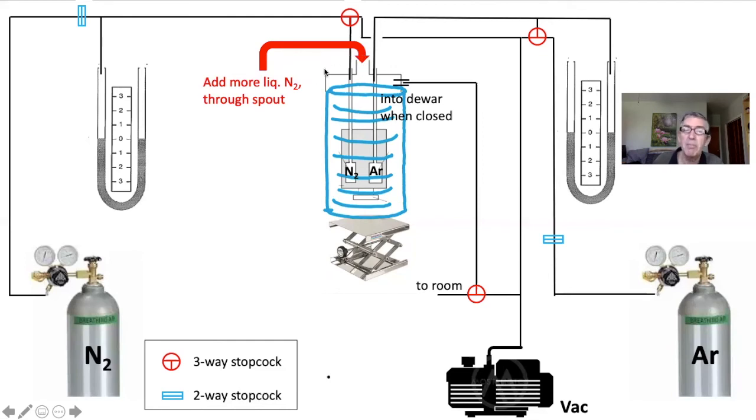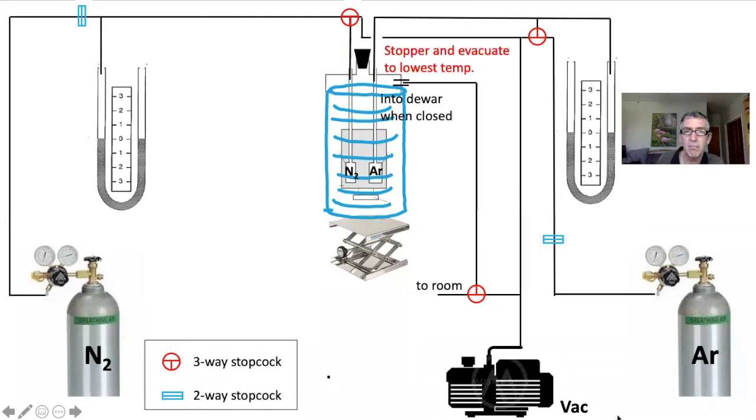And I should have said, before you do add that liquid nitrogen, you will have to form a seal between the dewar and the cap. You'll be shown in the video of the actual experiment being done how you create that seal. We have some rubber that will seal those two. So then you'll add liquid nitrogen as much as you can without spilling it. Then you will insert the stopper, and then you will evacuate to the lowest temperature.